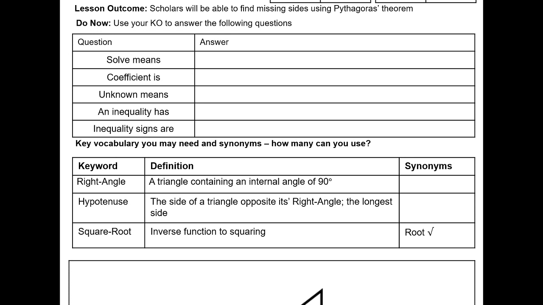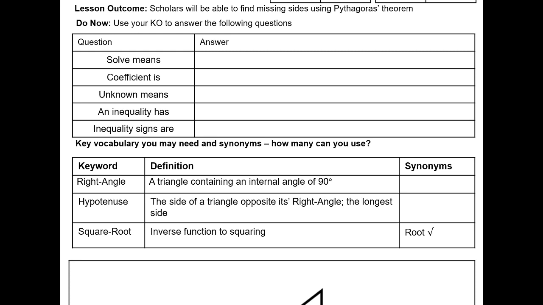We've got solve, which is find that variable or the missing value or the letter. Coefficient, that is the number in front of a letter. So if we had, say, an expression 4x plus 5, the coefficient is the 4, and that actually means 4 multiplied by x. Unknown, again, that's our variable or missing value.